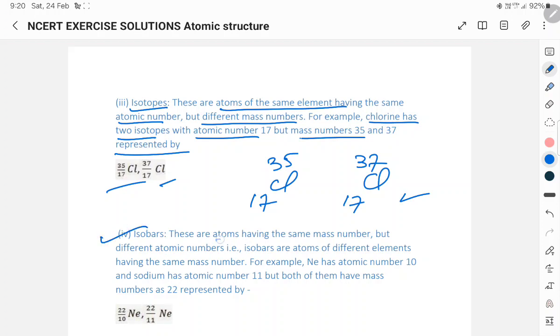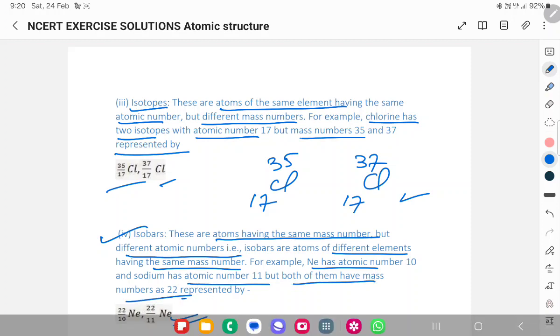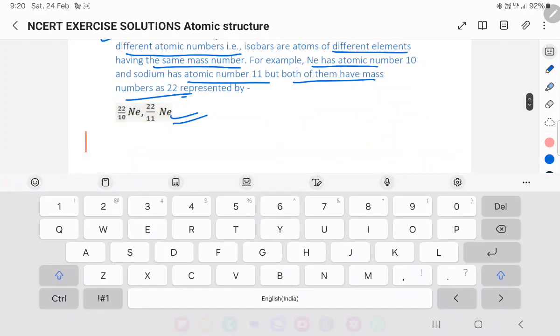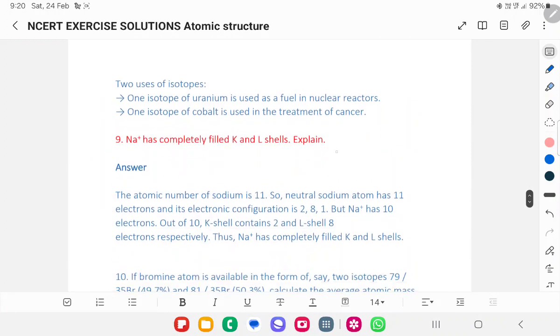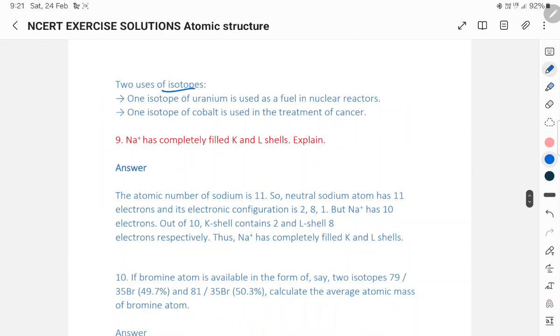Now isobars: atoms having the same mass number but different atomic number. Isobars are the atoms of different elements. They have the same mass number, right? For example, neon has atomic number 10, sodium has atomic number 11, but both of them have mass number 22, as represented given below. Now 2 uses of isotopes: one isotope of uranium is used as a fuel in nuclear reactors. One isotope of cobalt is used in the treatment of cancer.